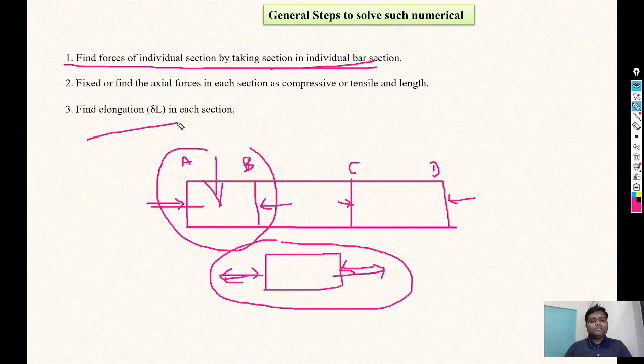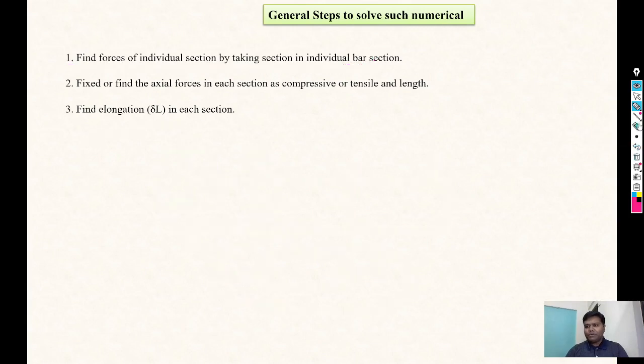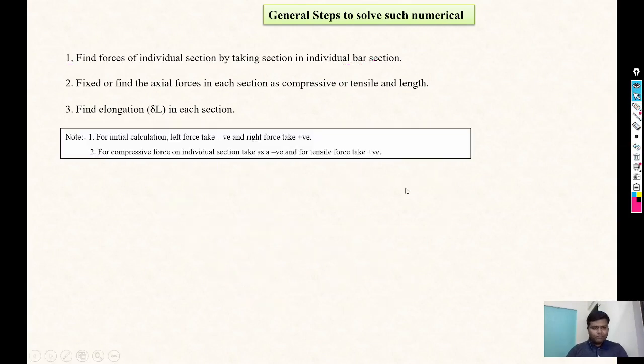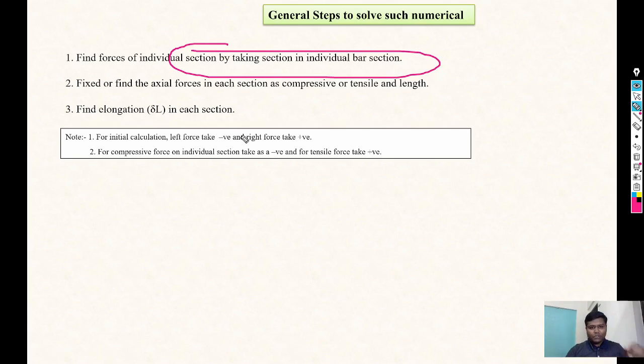And then calculate the total elongation as per the formula that we have discussed. This is the simple thing that you need to keep in mind while solving the numerical. First, for the initial calculation, meaning we are calculating the individual forces in each section, just consider the left force negative and the right force positive. Suppose a force is going towards the left, consider that force as negative, and if a force is going to the right side, consider that force as positive.